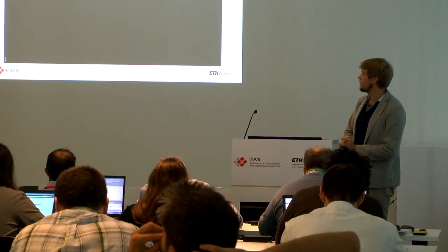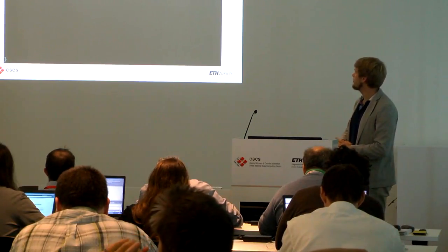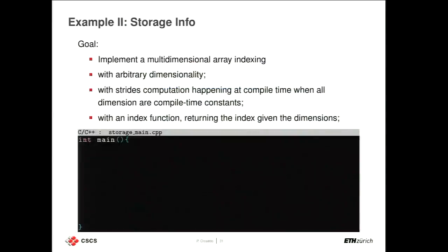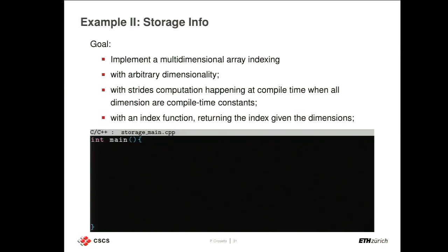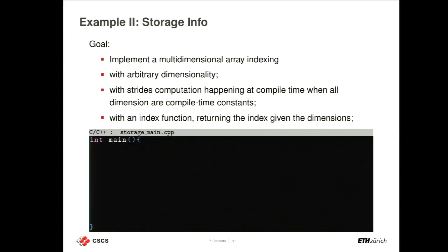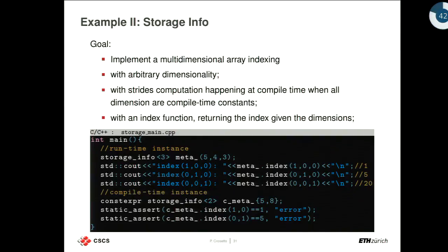So with arbitrary dimensionalities, with stride computation happening at compile time when all the dimensions are compile time constant, and with the same code, compute the indexing at runtime when the dimensions are runtime. So we have to implement this index function returning the index of the storage given the dimensions, the i, j, k, and so on. So the main would look like this.